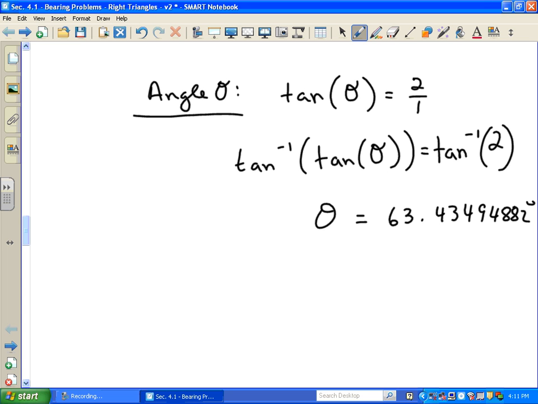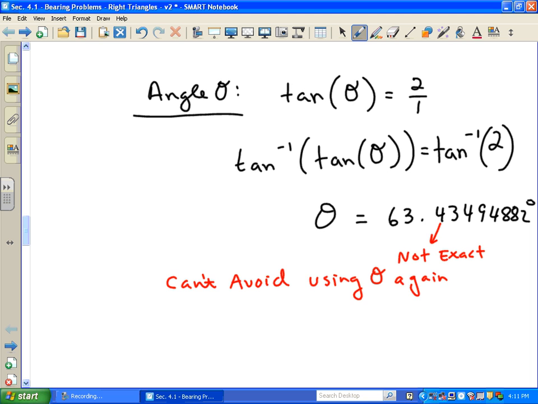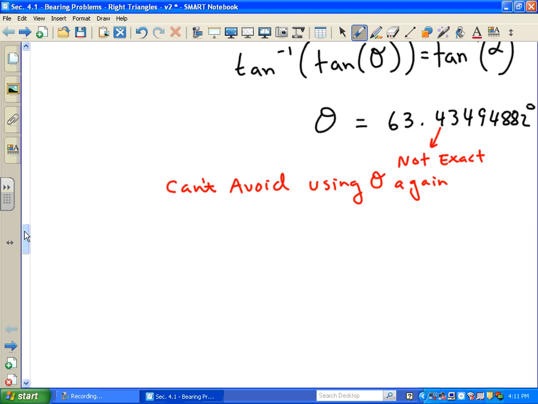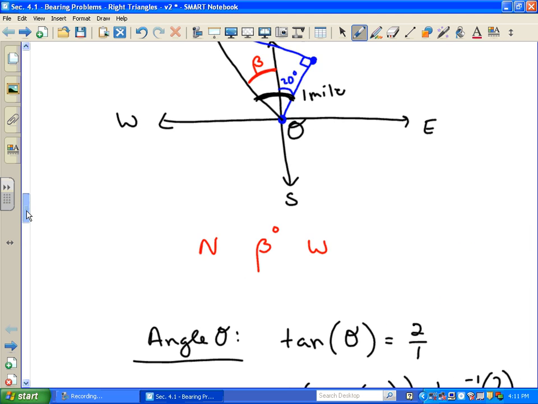Now, here's the problem with this particular situation. There are certain situations where you can't avoid using a non-exact answer. So right here, this is not exact, but I can't avoid using it again. Okay, so I'm just going to put that note, can't avoid using O again, so it's okay in those situations to use it over.